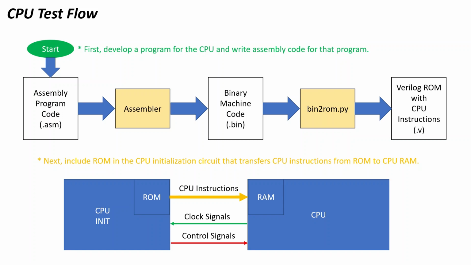This value will be used by the state machine and the CPU init circuit to keep track of the instructions being transferred. After the ROM is created, it is included in a Verilog module designed for initializing the CPU by transferring the instructions in the ROM to the CPU's RAM.